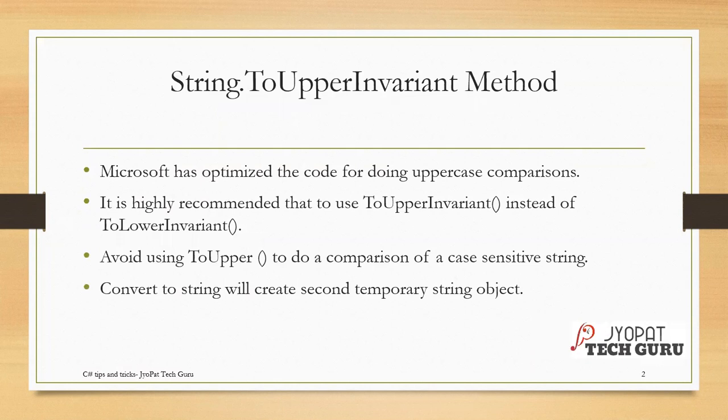So what exactly is the ToUpperInvariant method? Within a program, we will often have to do conversions with respect to strings. It may be to lowercase or to uppercase, etc. ToUpper and ToLower, you might be aware. Similarly, Microsoft has introduced the ToUpperInvariant method, in which it has optimized the code for doing uppercase comparisons. It is highly recommended to use ToUpperInvariant instead of ToLowerInvariant.